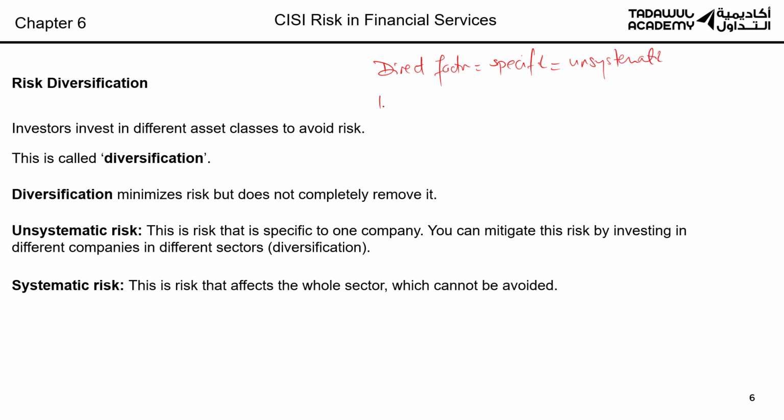And we said there are indirect factors, and these are factors that influence the whole market, otherwise known as market risk or sector risk, and these are systematic. And we said unsystematic because they are specific, they can be managed and mitigated through diversification. That's what this page is all about.